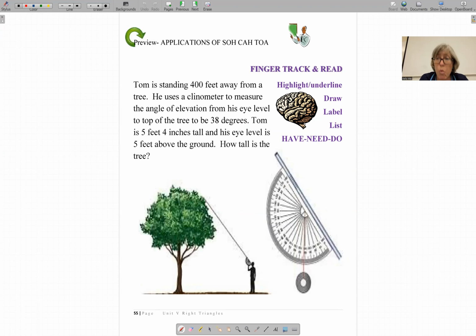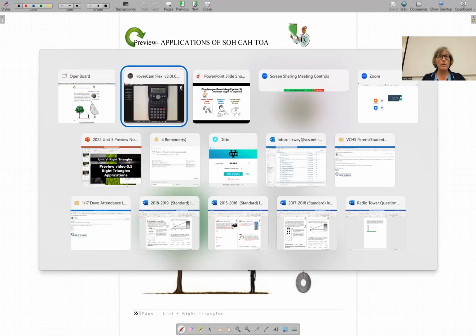Now, all of these tools are leading up to practical application problems.